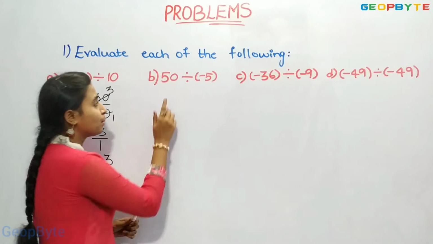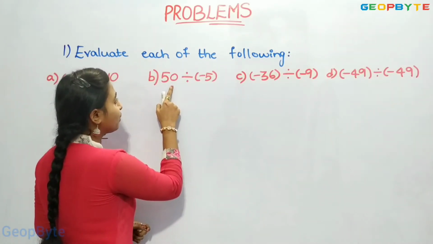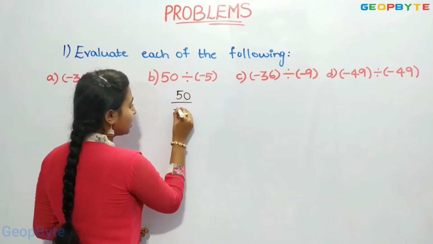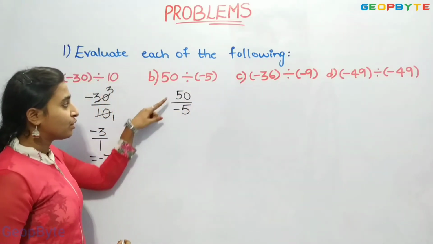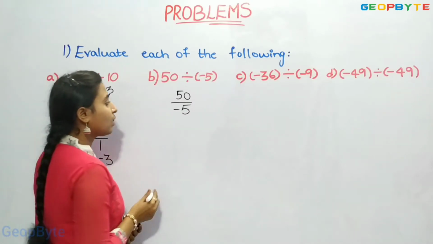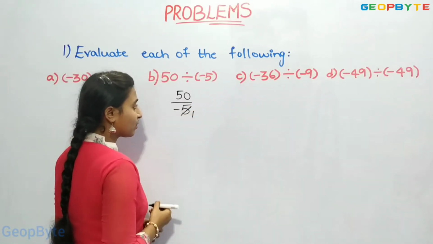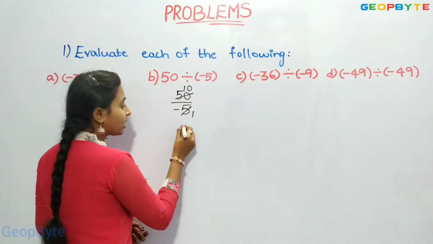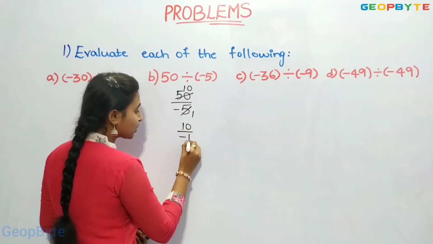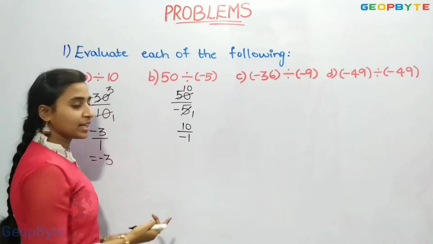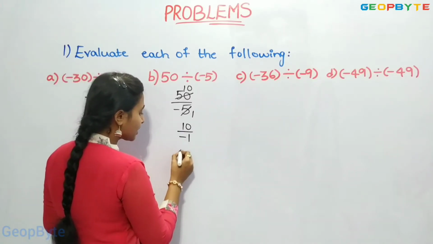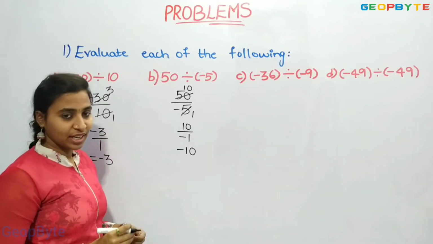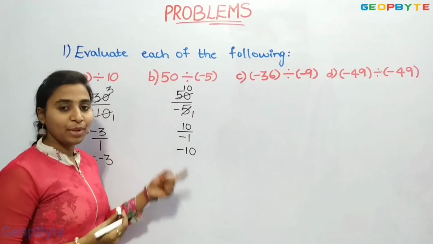If you see B bit, we can write 50 divided by minus 5 like this. Now let us solve. 5 ones are 5, 5 tens are 50. We got 10 by minus 1. 10 divided by 1 is 10. As we have minus, the answer is minus 10. We got a negative integer here as we have a single minus.